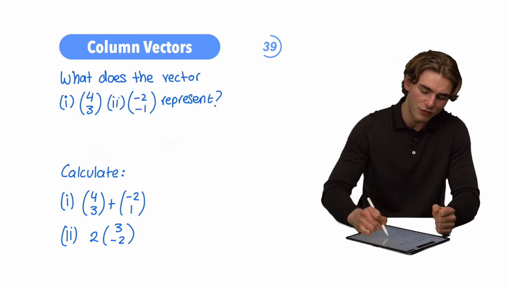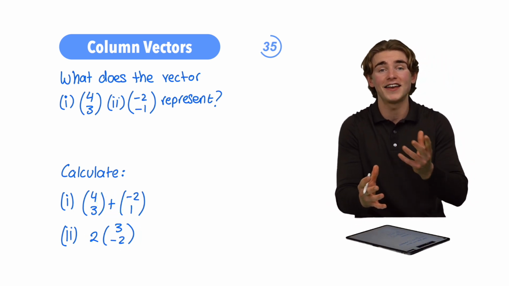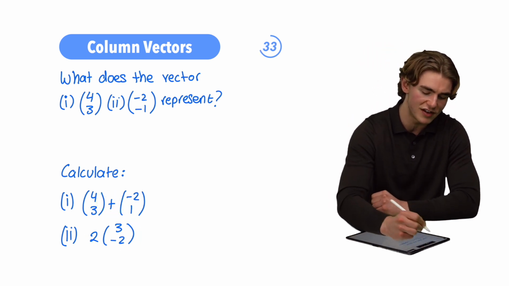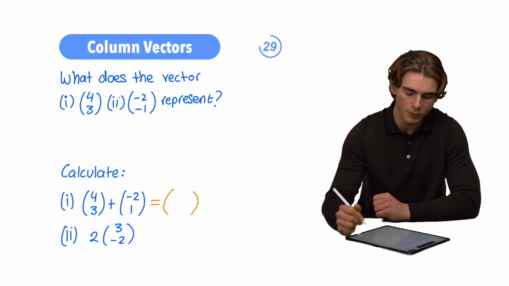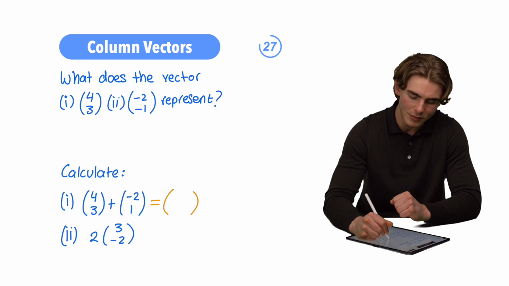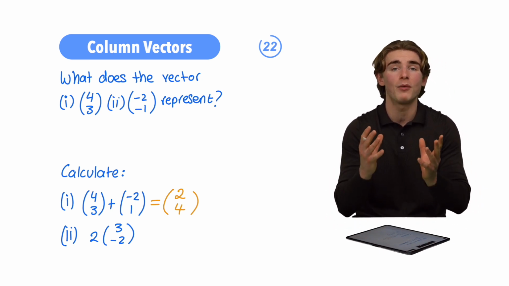But what about if we want to, for example, add them or multiply them? So when it comes to adding our column vectors, we are just going to simply add our top number to our top number and our bottom number to our bottom number. 4 plus -2, that is going to be 2, and 3 plus 1, that is going to be 4. So we can add our vectors like this.